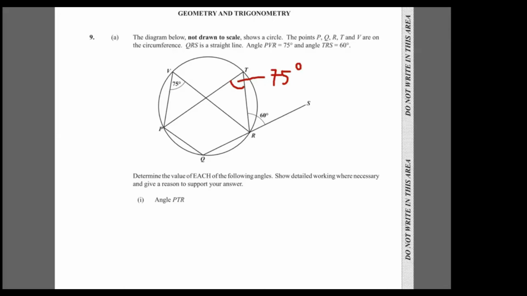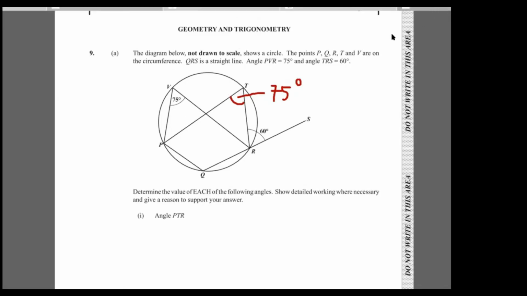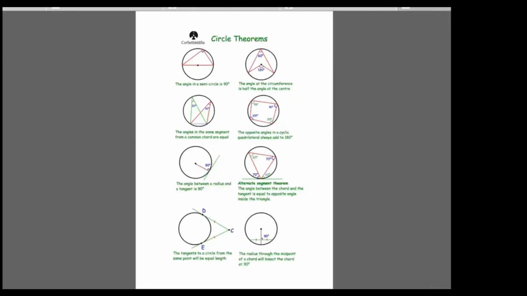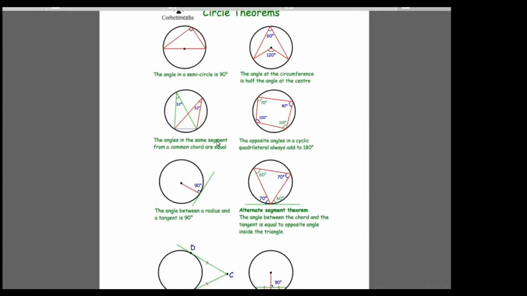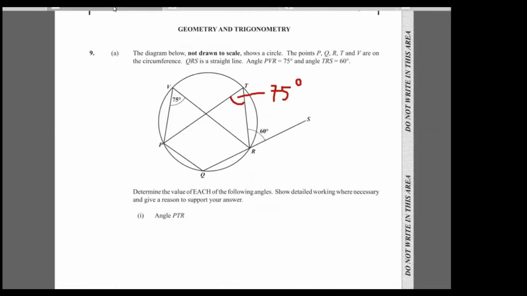Just to go back to the circle theorem rules, I'm just showing you a preview. Angles in the same segment from a common chord are equal. So as you can see, this angle is equal to this angle when they're from a common chord. So they're subtended by the same arc. Again, the common chord right here, this is a common chord, and so of course these two angles are equal. They're subtended by the same chord.